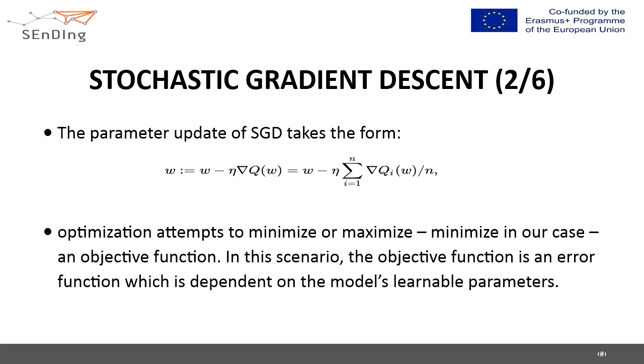Optimization attempts to minimize or maximize, minimize in our case, an objective function. In this scenario, the objective function is an error function which is dependent on the model learnable parameters.